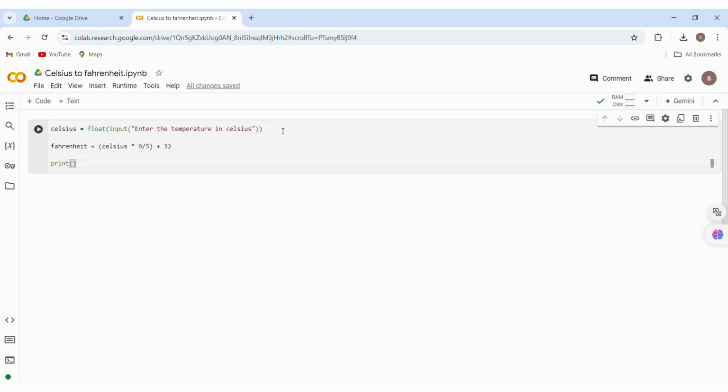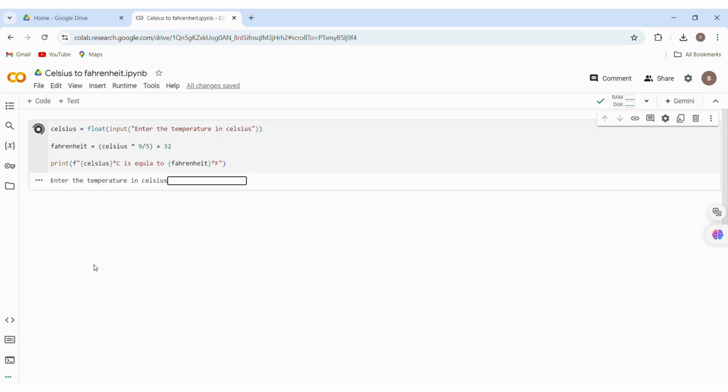Print function of Celsius is equal to Fahrenheit. Okay. Once the program is complete, we need to run the program.